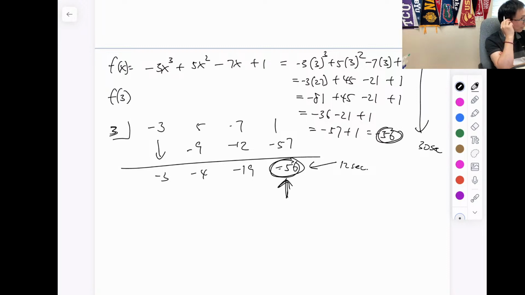And this is a faster way to evaluate something. If something is very, very long and scary and ugly, you can actually use synthetic division to evaluate, and it's going to be much faster. So this is known as the remainder theorem.